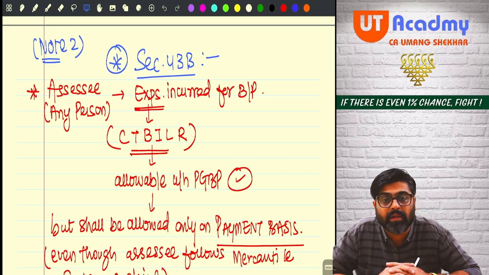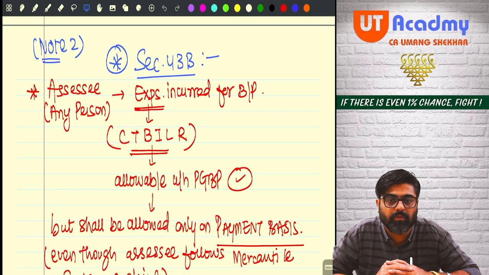B for bonus and commission to the employees. B for bonus or commission to the employees. So this is also your expense which is allowable under the head PGBP.